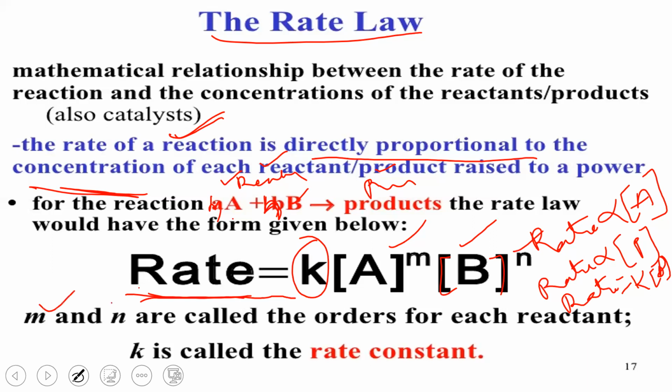So here n means the powers of the reactants, or it is known as the orders for each reactant. k, yes, we know that is known as the rate constant. So this is about the rate law.